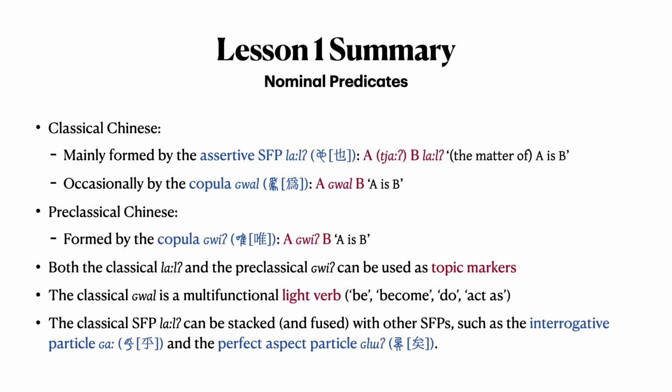Both the classical lao and the pre-classical gui can be used as topic markers apart from their nominal predicate introducing function. The classical guao is a multifunctional verb with a wide range of meanings, from be, become, do, to act as. And in this lesson, we have only encountered its usage as the be verb. Finally, the classical sentence final particle lao can be stacked and fused with other sentence final particles, such as the interrogative particle ga and the perfect aspect particle glu.